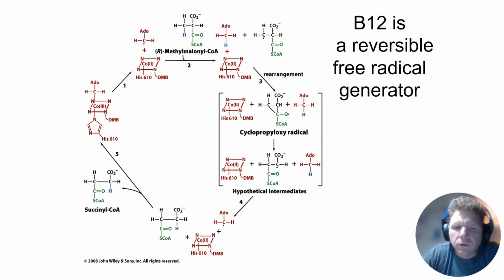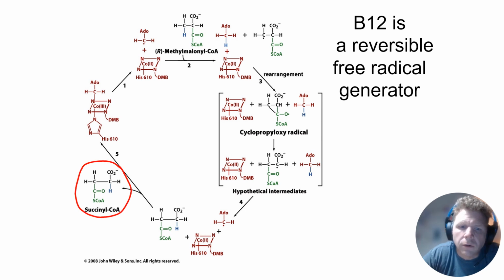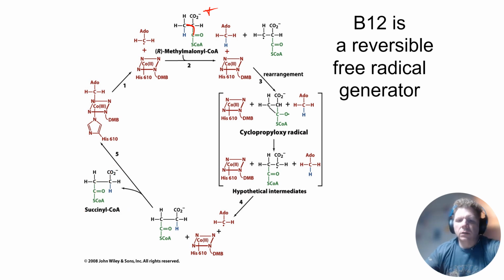Now, what's going to result from that is we're going to get rid of that radical, and in the process we're going to make succinyl-CoA. Here's our 1, 2, 3, 4 carbons in a row, as opposed to 1, 2, 3 carbons in a row shown up here. We've got 4 carbons in a row. We are good to go with that succinyl-CoA.